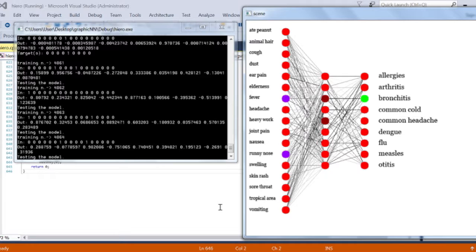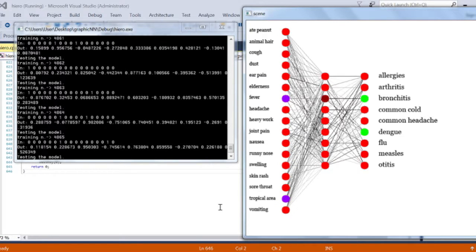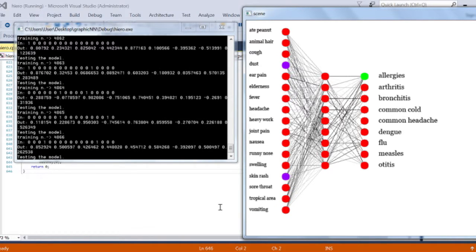Next, this patient indicates a fever and a runny nose. The network suspects a common bronchitis. Another patient also indicates that he has fever and that he recently traveled in a tropical area. The network diagnoses a bronchitis but also suspects a dengue case, a disease common amongst travelers from those areas. Then, this other patient indicates contact with dust and skin rash. This is probably an allergy.